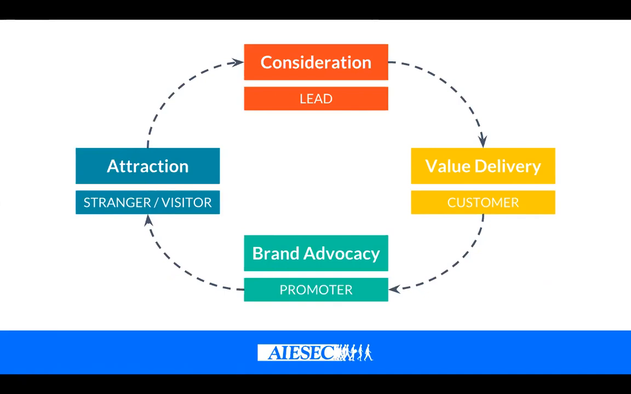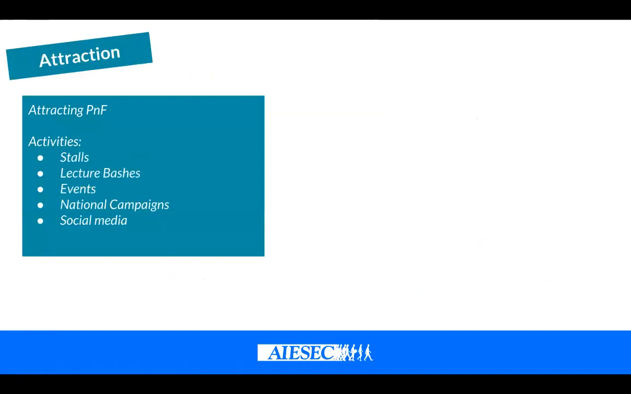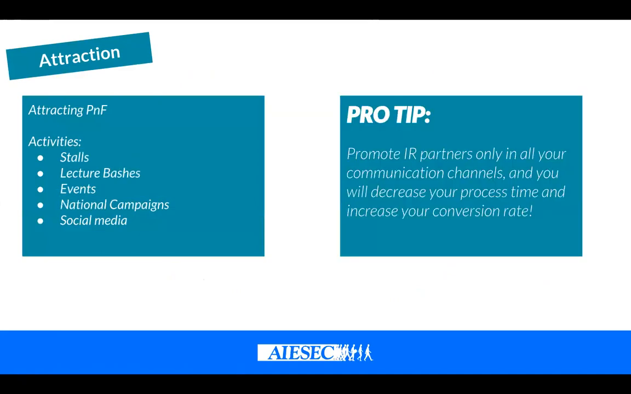More specifically, in the attraction phase, we're looking at doing things like stores, lecture bashes, holding events, running national campaigns, and promoting on social media. A pro tip here is to make sure we're promoting our IR partners only in all our communication channels, because here we can decrease our process time, make things faster, and increase our conversion from one phase to another.